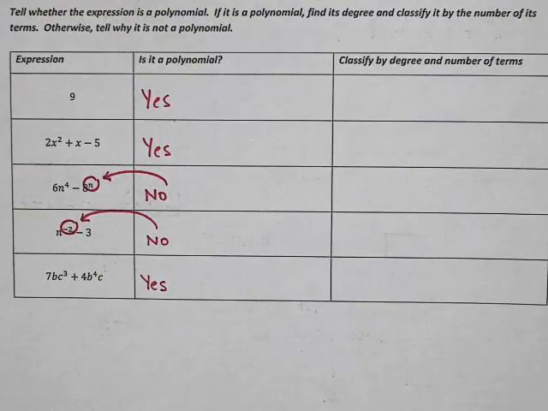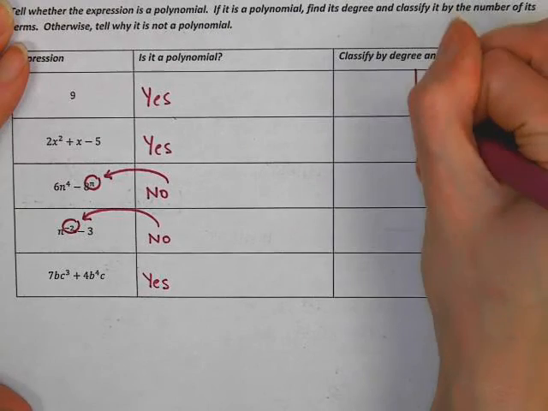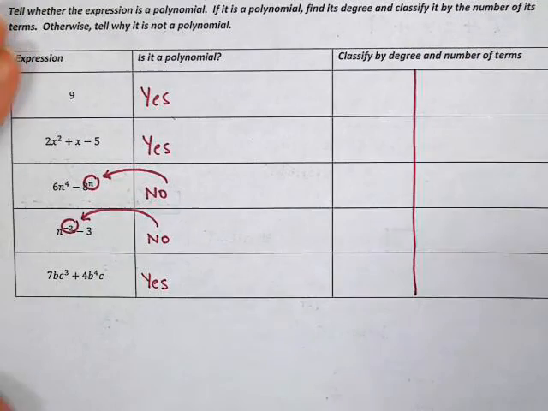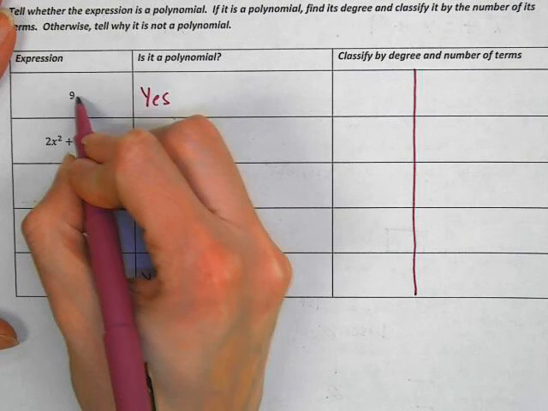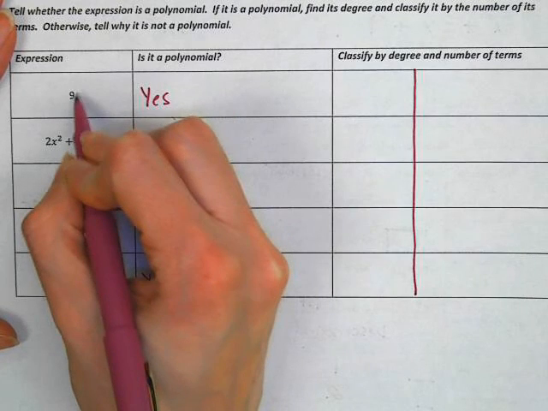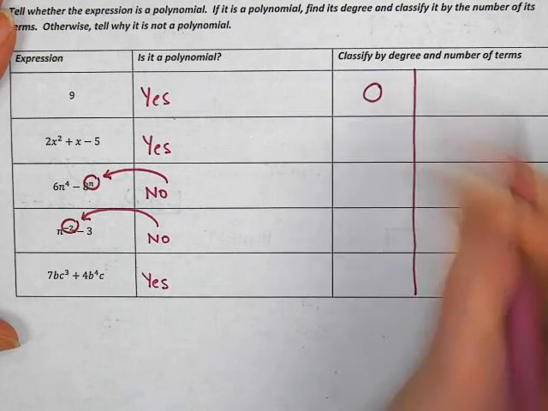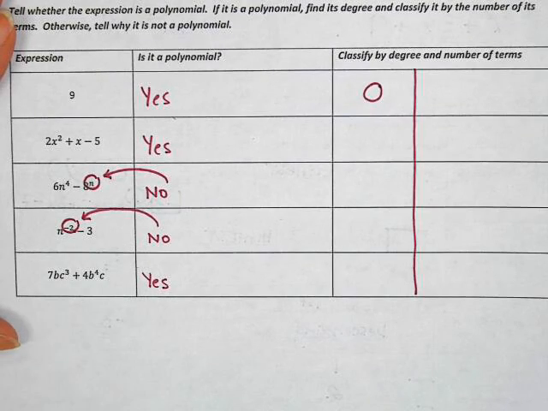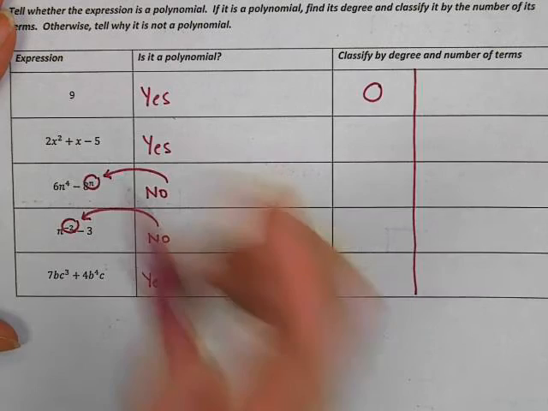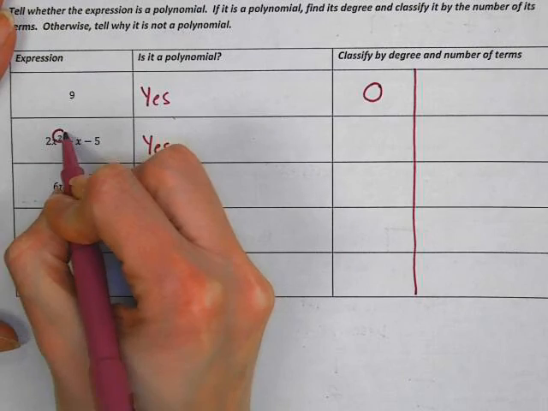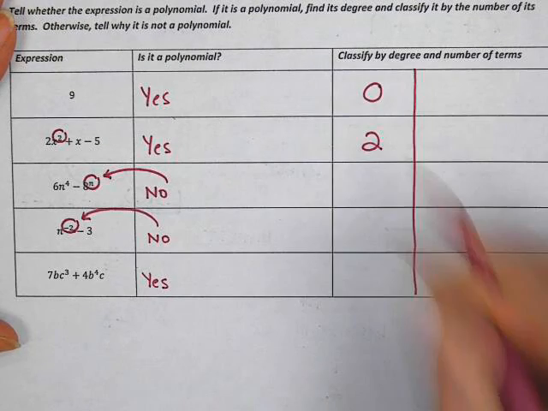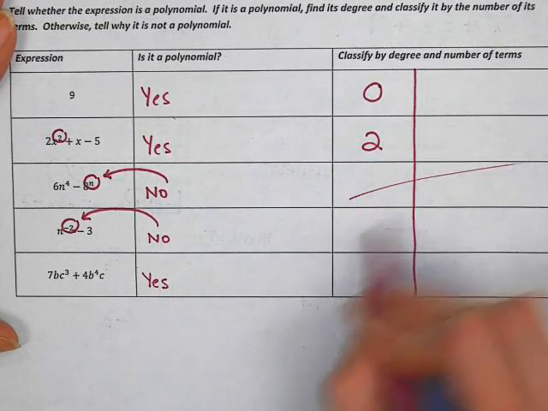Okay, classify by degree. The degree is the highest power. So this one, there is no x, there's no variable, and no power, so the degree is 0. This one, the highest power is 2. We can't do it for these.